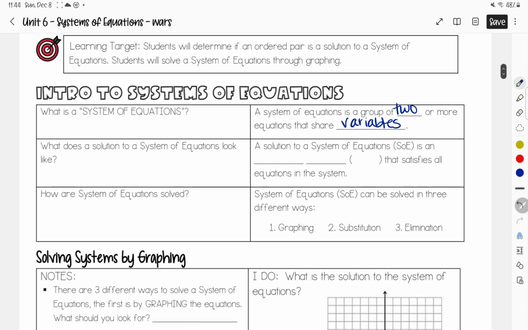Okay. What does a solution to a system of equations look like? Well, a solution to a system of equations, which you'll notice I abbreviate with SoE, is an ordered pair, written with parentheses and x value, comma, y value.